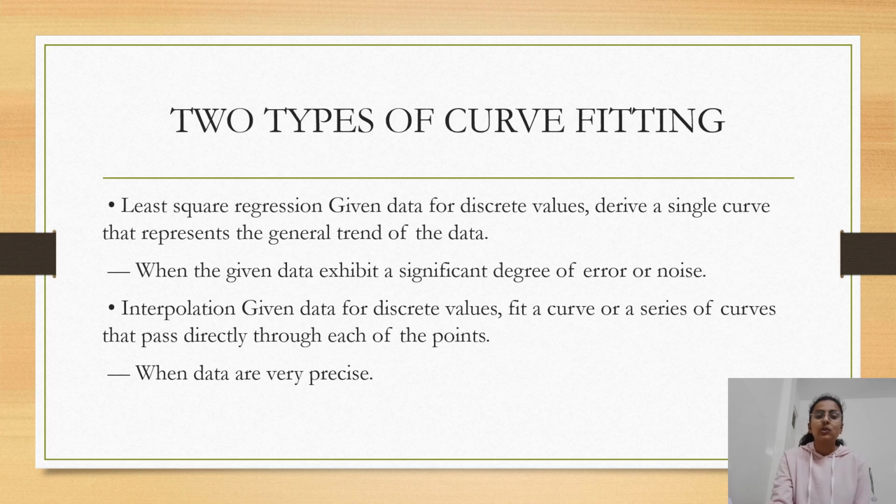Next, two types of curve fitting. One is least square regression, another one is interpolation. Least square regression: given data for discrete values, derive a single curve that represents the general trend of the data when the given data exhibit a significant degree of error or noise. Interpolation: given data for discrete values, fit a curve or a series of curves that passes directly through each of the points when data are very precise.